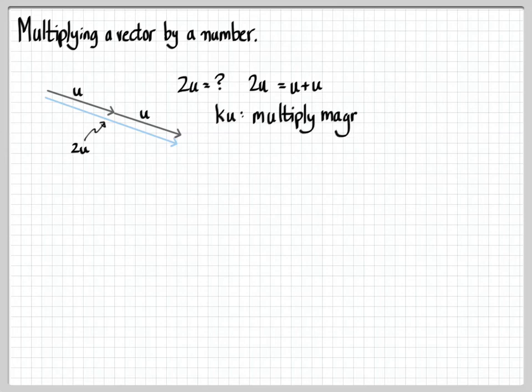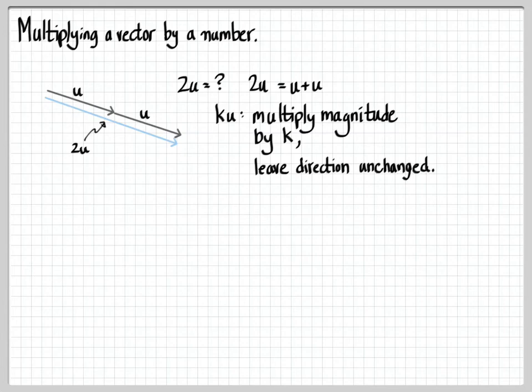And that motivates my definition of multiplying a vector by a number. When I do k times u, if k is a number, then I multiply the magnitude or the length of the vector by k, and I leave the direction alone. It's left unchanged. So if I have some vector v, then 3v would look like that. Same direction, but 3 times as long. 1/2 v would look like that. Same direction, half as long.